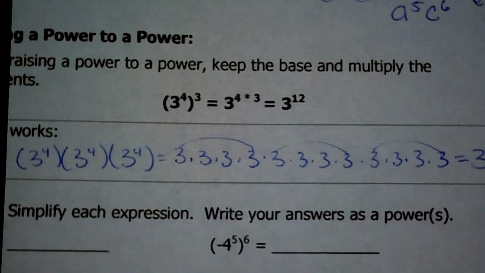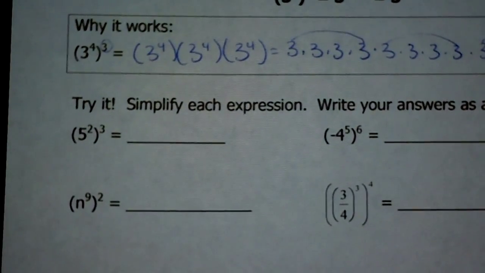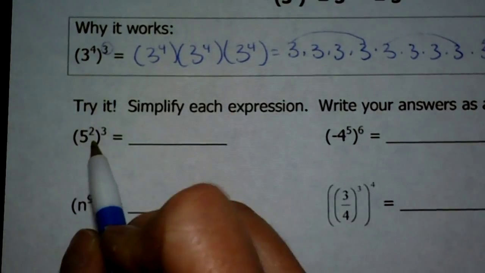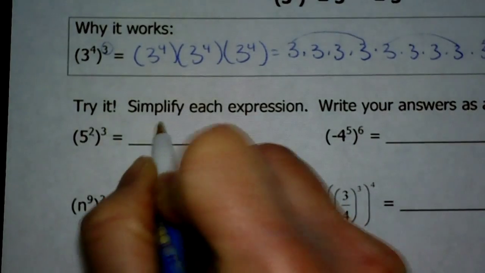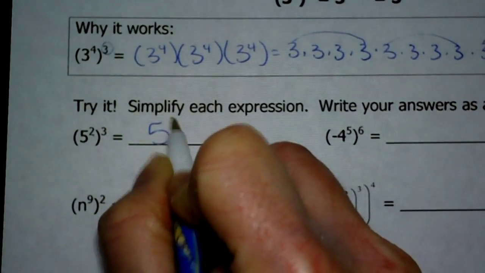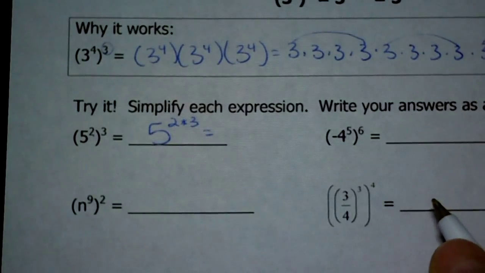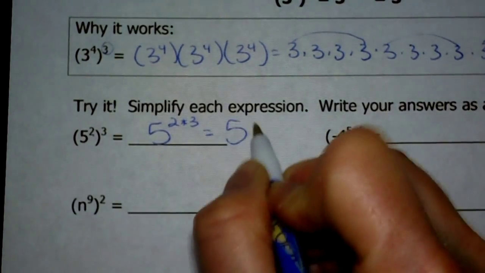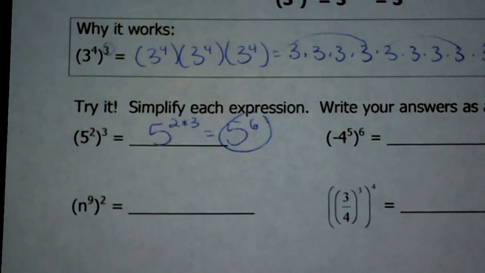Okay, I have 5 squared to the 3rd power. This is not where you'd add them because it's a power to a power. I don't have a repeated base, so I'm going to bring over the 5, and here I'm going to multiply the 2 times the 3. And yes, for this one I want you to write that. Please do. So you know where the 6 came from. So 5 squared to the 3rd is equivalent to 5 to the 6th power.